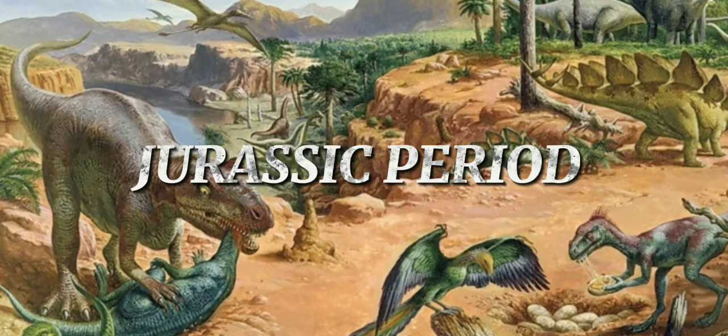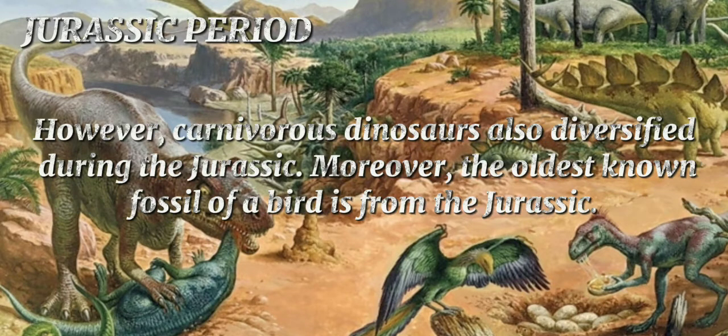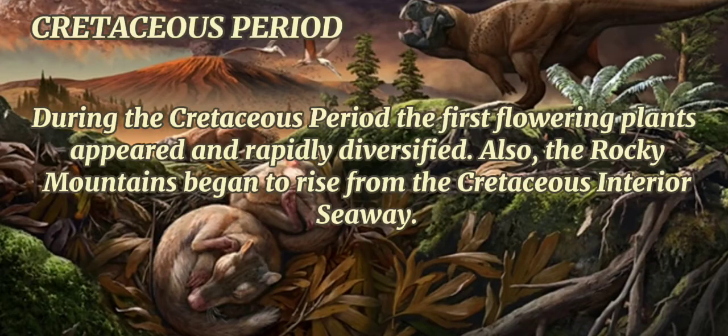The Jurassic period was a golden time for dinosaurs, which flourished for 180 million years. Huge sauropod herbivores and carnivores emerged. However, carnivorous dinosaurs also diversified during the Jurassic. Moreover, the oldest known fossil of a bird is from the Jurassic. During the Cretaceous period, the first flowering plants appeared and rapidly diversified. Also, the Rocky Mountains began to rise from the Cretaceous interior seaway.